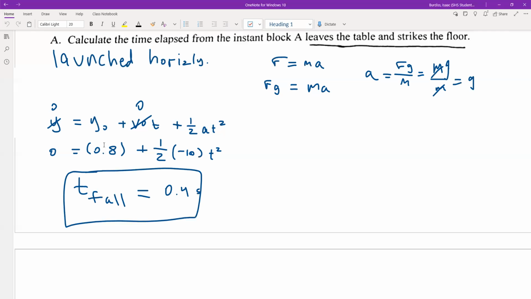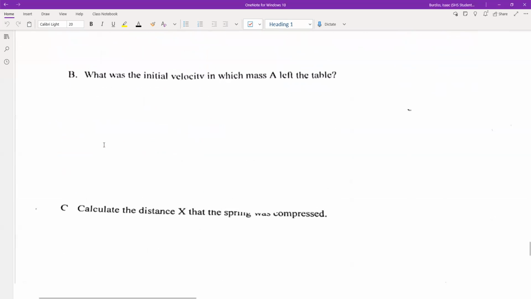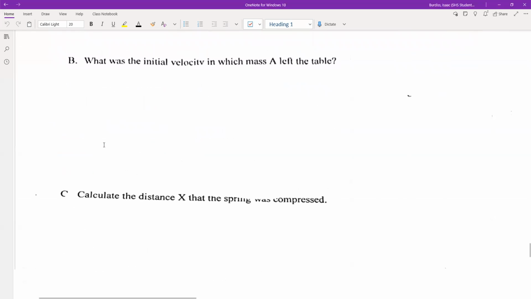That is that part, all right? Let's move on. And always, if you get one thing wrong, then it's going to make your other answer wrong, whether it's A, B, C, D. So what is the initial velocity at which it left the table? Remember, we said it was 0 above, but this is saying exactly when it left the table.